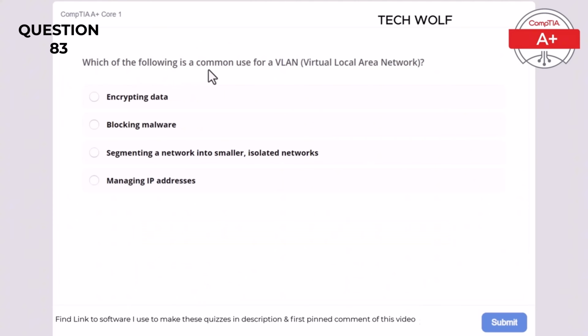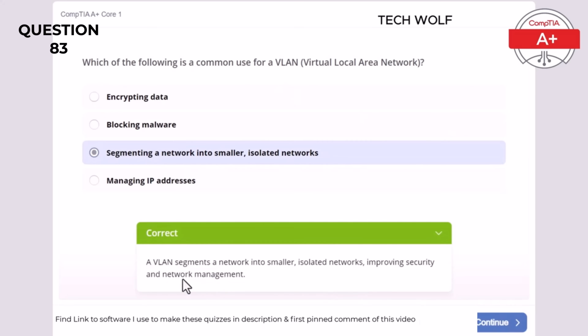Which of the following is a common use for a VLAN, Virtual Local Area Network? Encrypting data, blocking malware, segmenting a network into smaller isolated networks, or managing IP addresses. And here the correct answer is segmenting a network into smaller isolated networks. A VLAN segments a network into smaller isolated networks, improving security and network management.